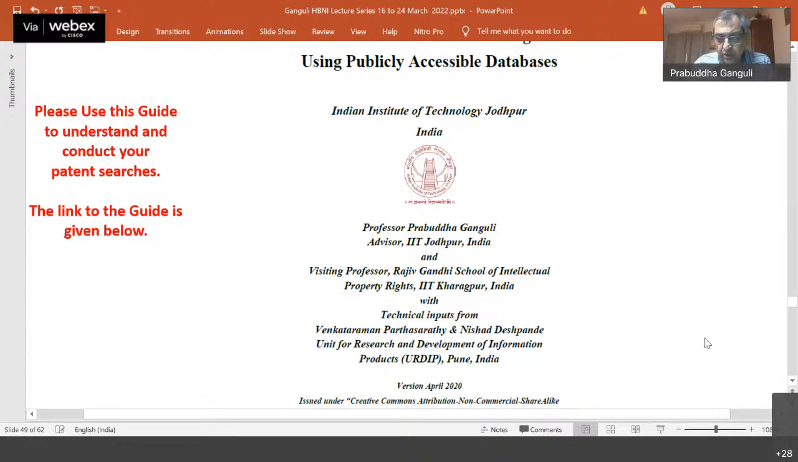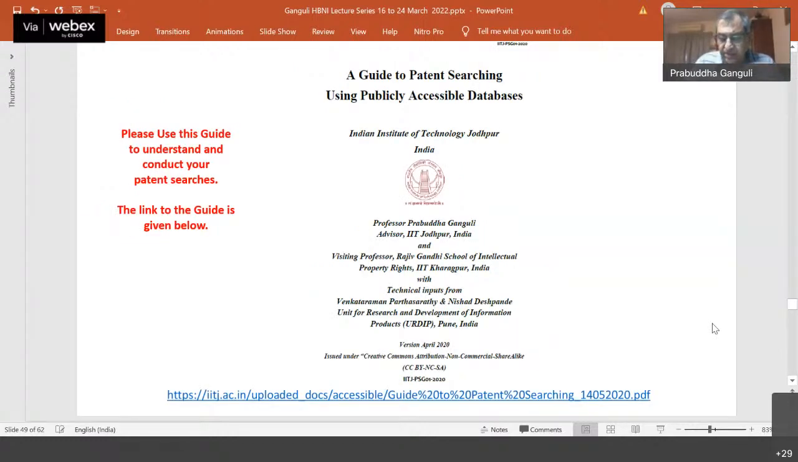Now, nevertheless, I thought it would be good to take a few aspects of it and also look at some other additional features today. So I put here, please use this guide to understand and conduct your patent searches. The link to the guide is given below. Not only is it given in this particular slide, but that's the link which has been given there. And all my slides of the 5 lectures are also being shared with all of you on the website. So you should have no problems whatsoever. So that is where the guide is.